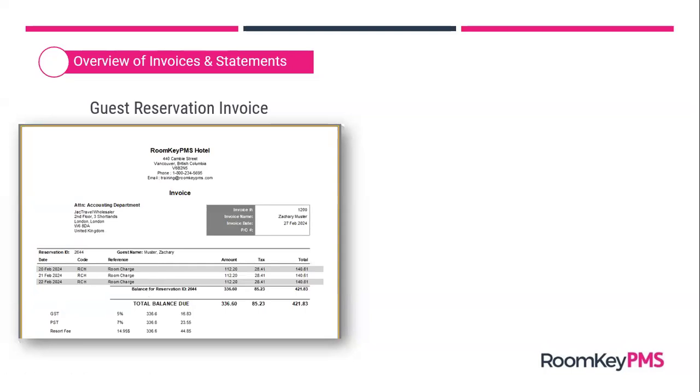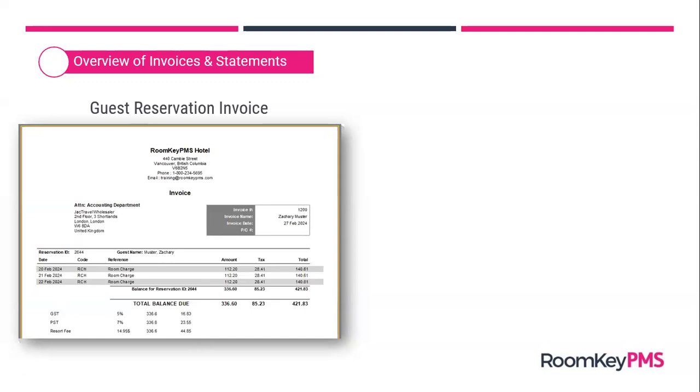So we can see here that this was a 3-night stay in February. So we have 3 room charges and a final or total balance due at the bottom here. Now, similar to the guest folio, we would also include a breakdown of the taxes. So if there's any taxes that are associated with these charges in this invoice, those taxes will have a breakdown at the bottom of the page as well.